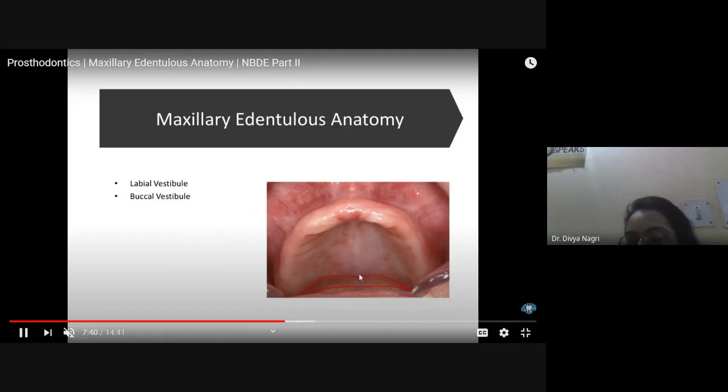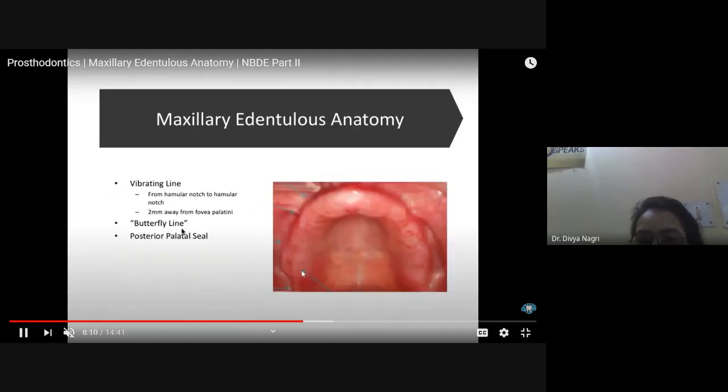You can see a small amount of dip here, and this region is your posterior palatal seal, which is the most important anatomical landmark when it comes to the maxilla. And this structure has to be recorded very properly in order to have retention of your maxillary complete denture. This is the posterior vibrating line, and this is your anterior vibrating line. That is why it is also known as the butterfly line.